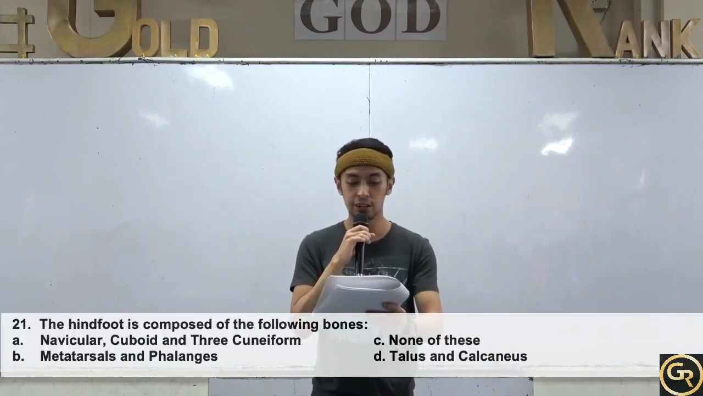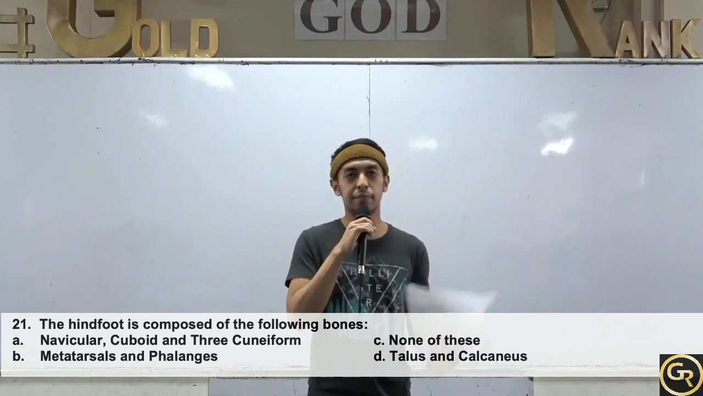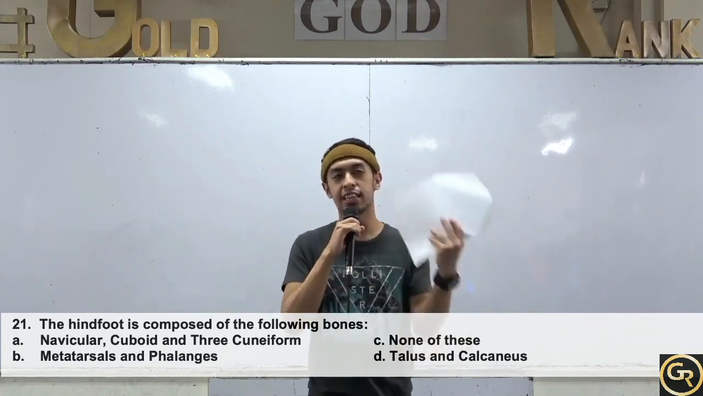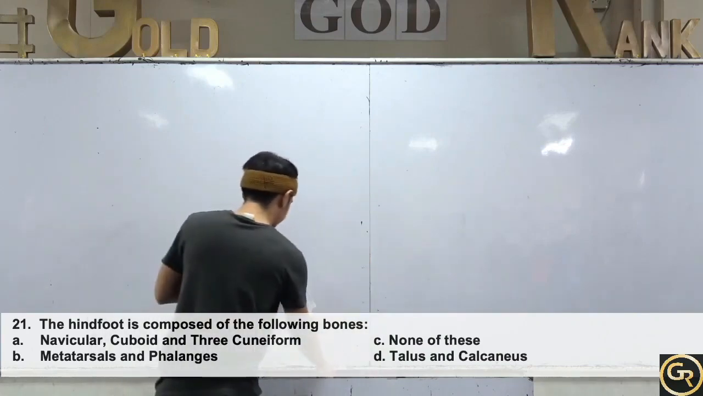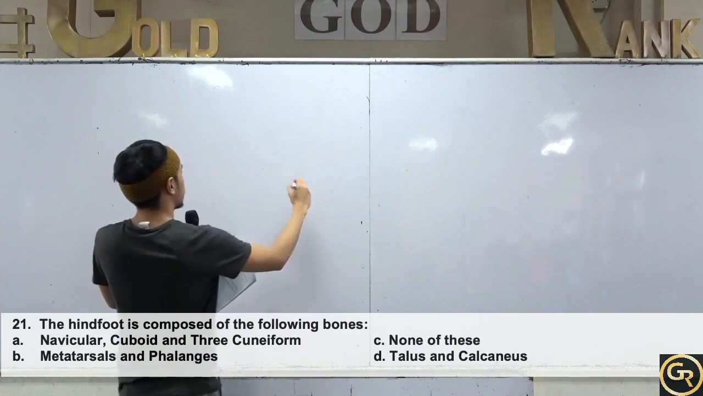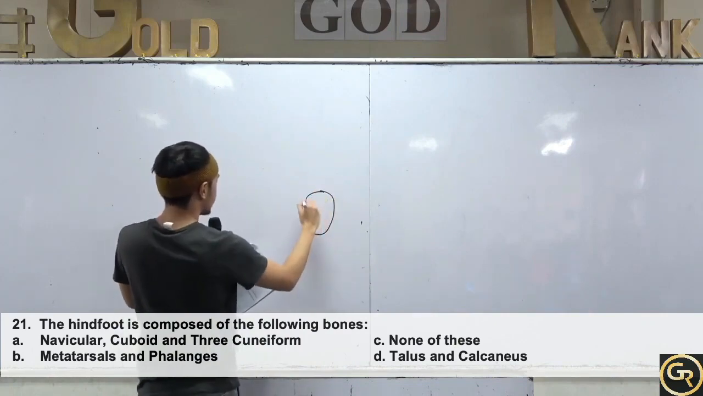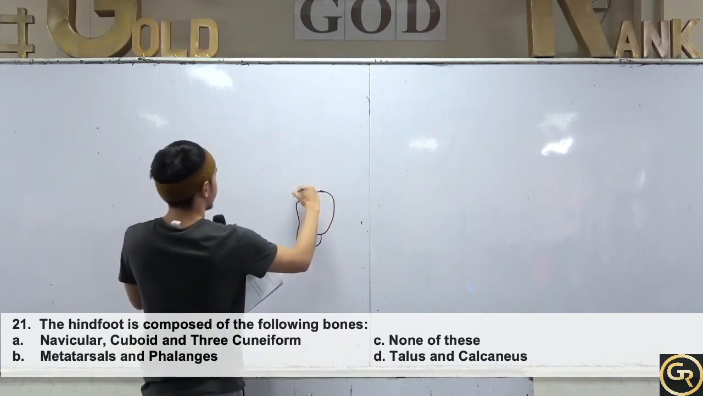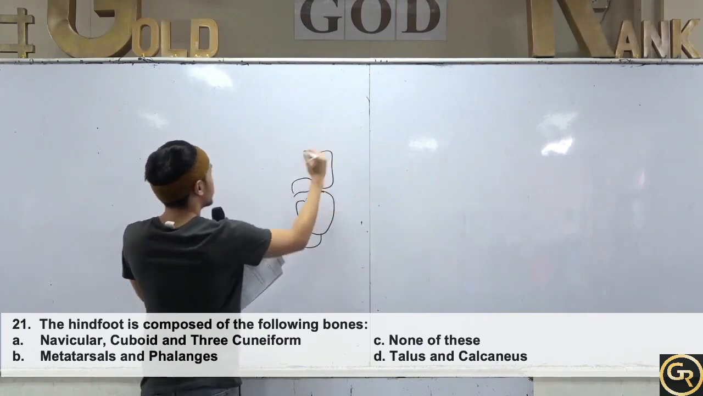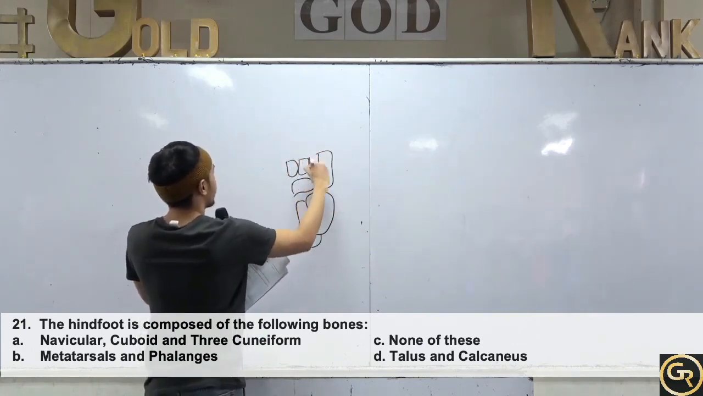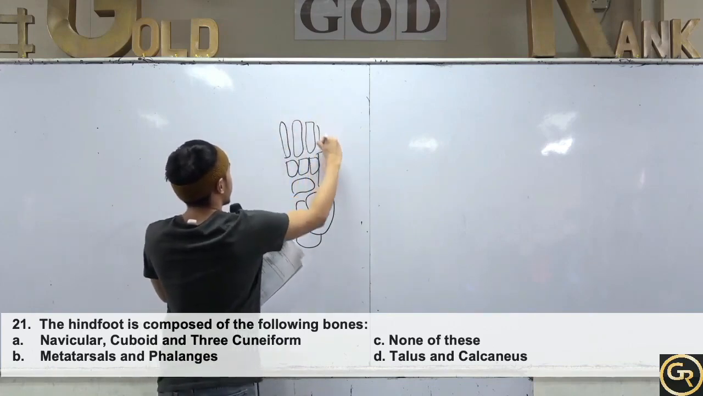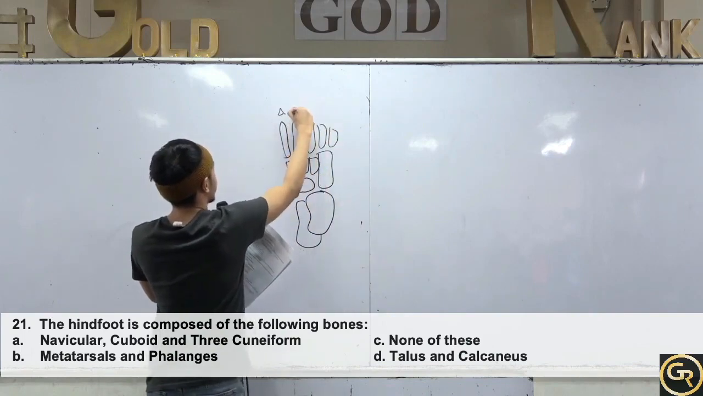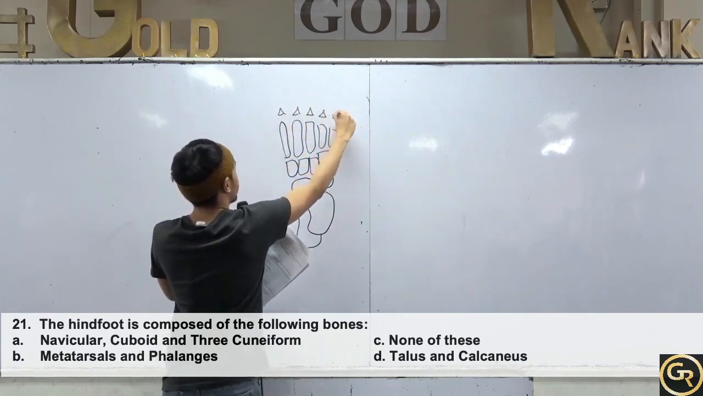Okay? Number 21, the hind foot is composed of the following bones. Okay? So pag sinabi nating hind foot, this would be the one at the posterior aspect of the foot. So if you would draw the bones of your foot, okay? So drawing ulit natin, you have your talus, you have your calcaneus, you have your navicular, meron kang cuboid, meron ka ditong tatlong cuneiforms, meron ka ditong metatarsals. Okay, and you have your phalanges. So lagay ko na lang muna isa-isa kasi para mabilis.